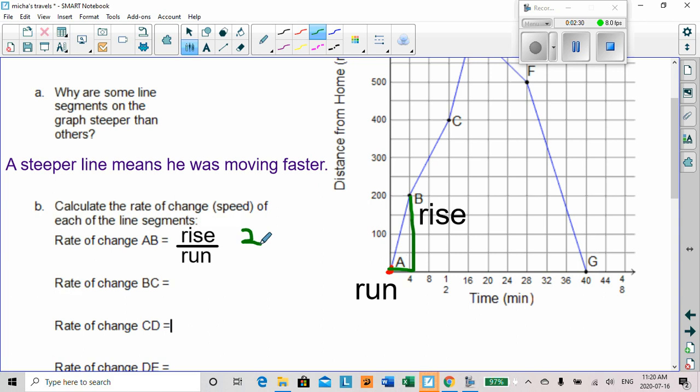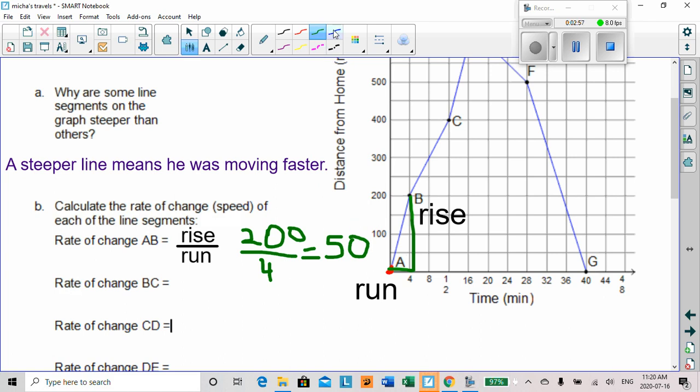So we write that down. And the run, the distance across here, is 4. So when you calculate that, 200 divided by 4, you get 50. So the speed here is 50, and our units are meters per minute.